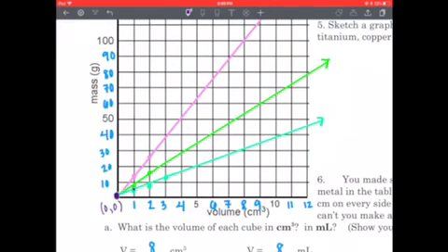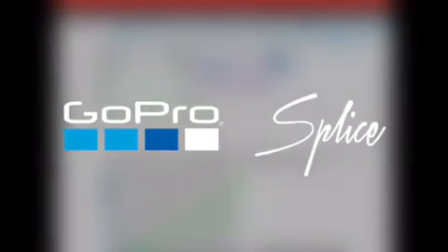And then I'm going to keep going up 4.54 over 1, up 4.54 over 1, so on and so forth. And then connect the dots with a straight edge. Now that you've seen me do this with titanium, you can go ahead and try copper and mercury as well.